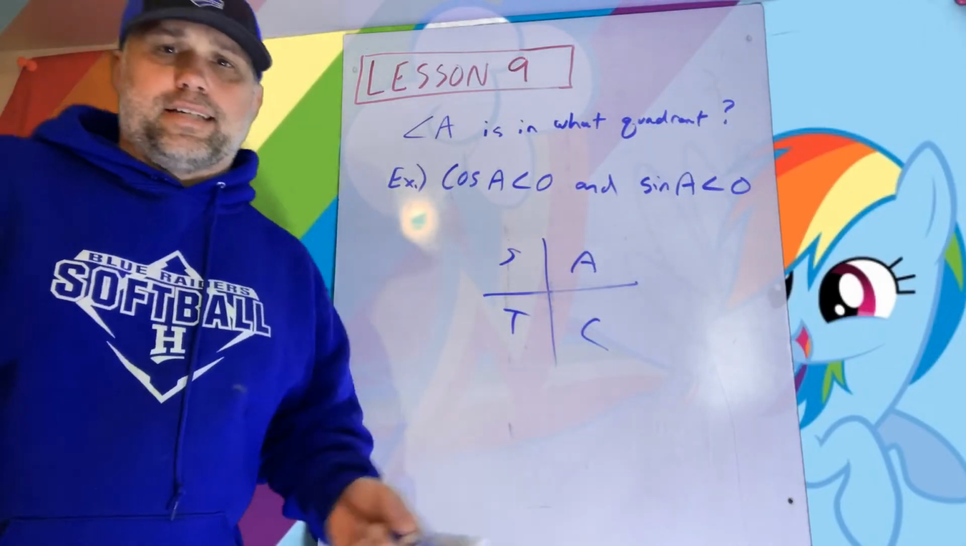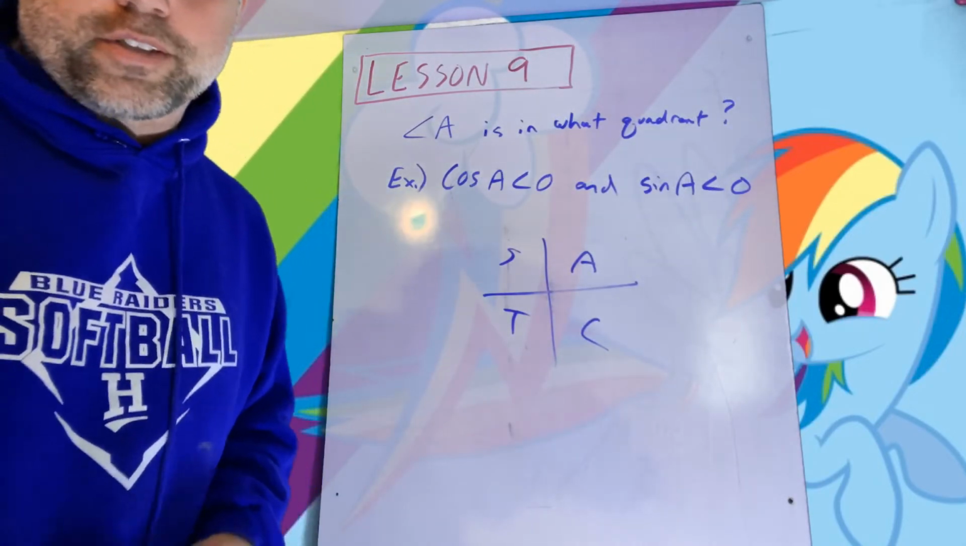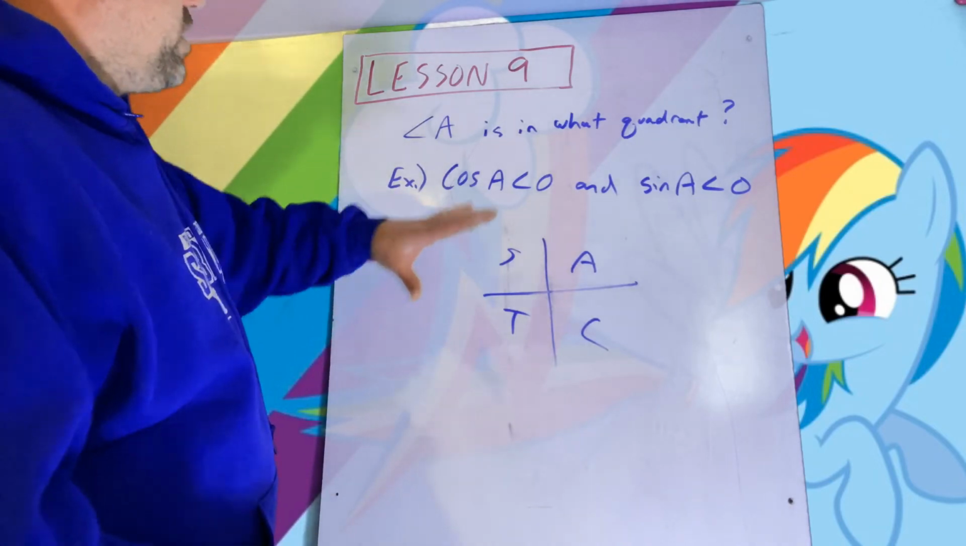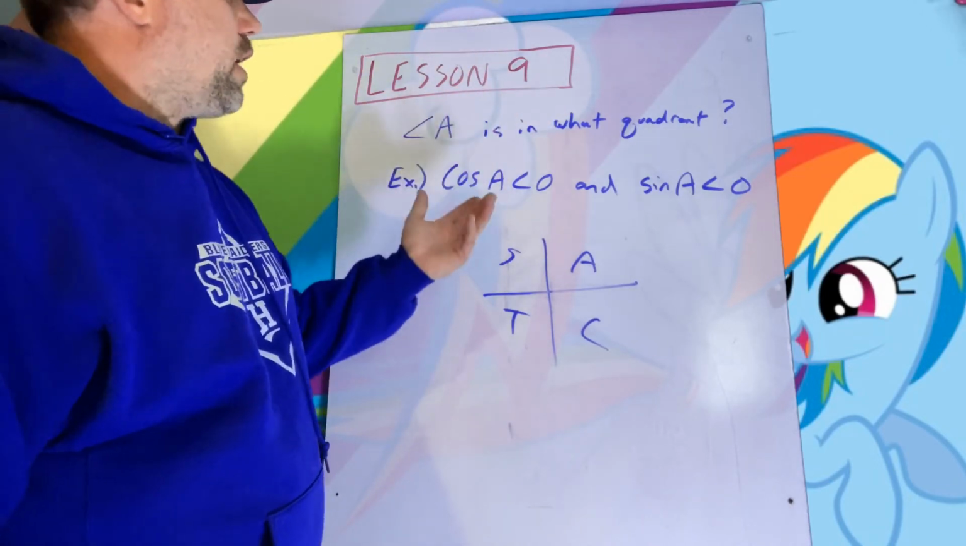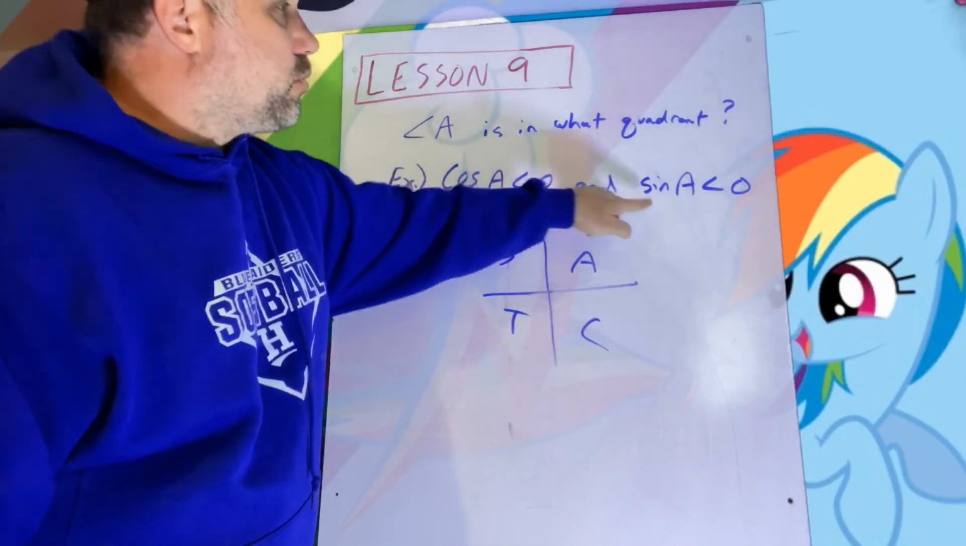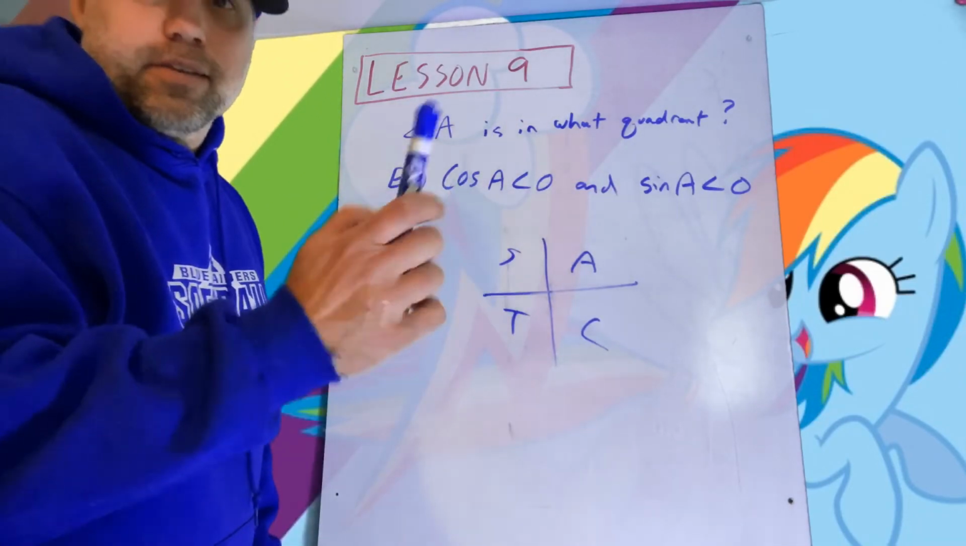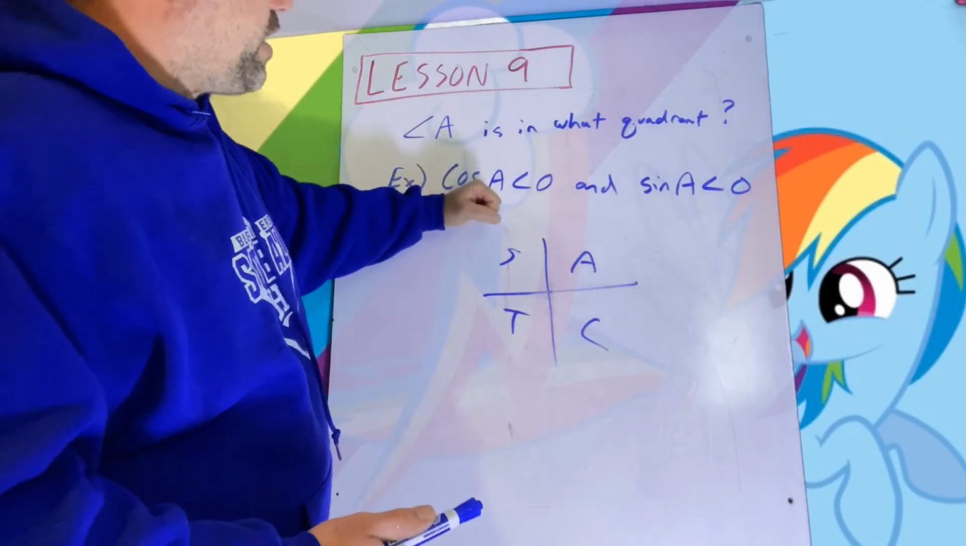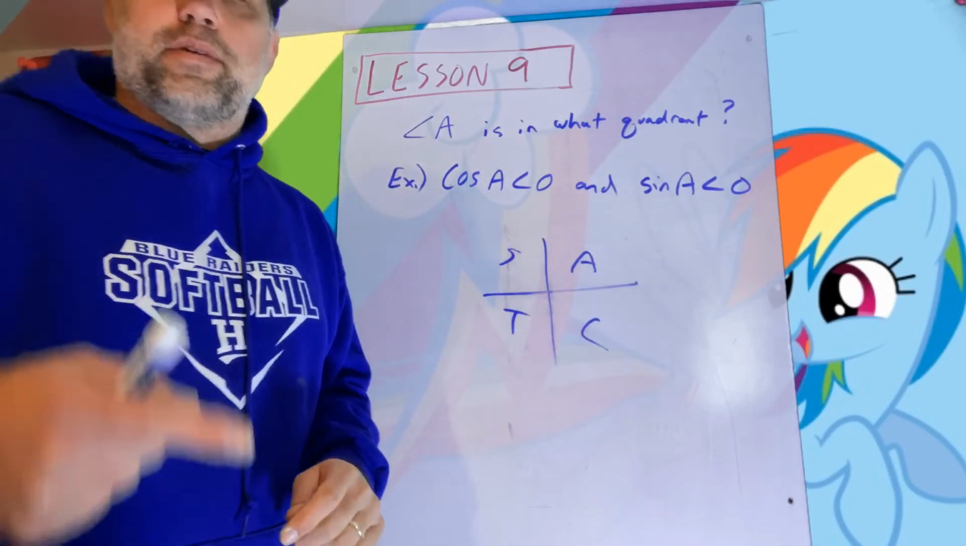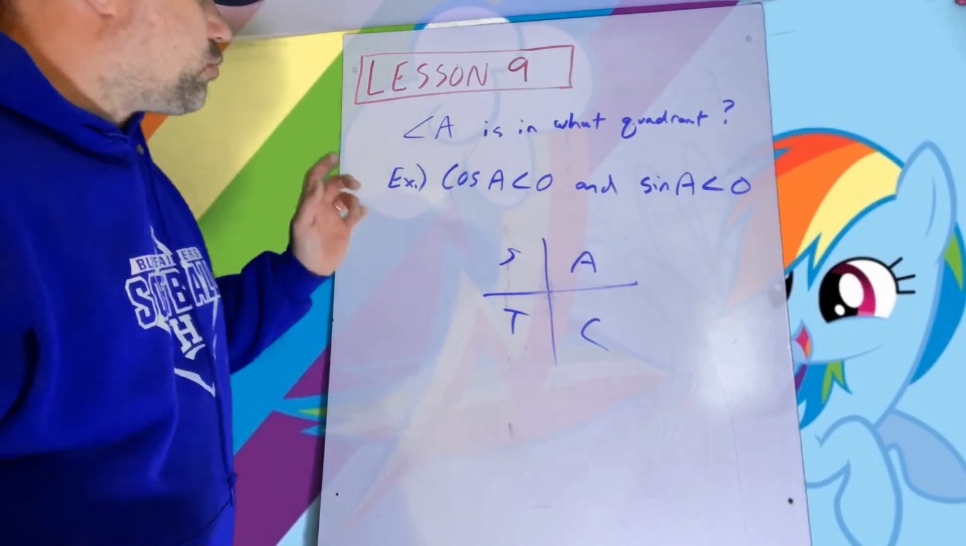Okay, last example here, and then I'm going to have you guys get your homework done. So this last example, same idea. Angle A is in what quadrant is the question. Let's use the clues to figure out which one of these quadrants this angle must be lying in. This time the information is that the cosine of A is smaller than 0. That means cosine's negative. Where is cosine negative?